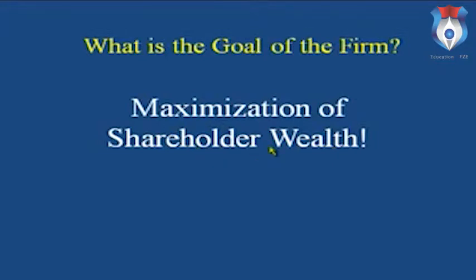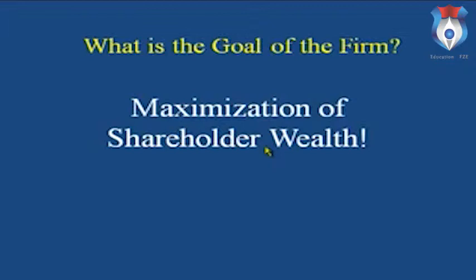Shareholders' wealth maximization means maximization of share price, because share price is the barometer to evaluate the performance of the business. Now, why is shareholders' wealth maximization considered the ultimate goal of the firm? Because we can say, why not profit maximization? Why not the maximization of earning per share?